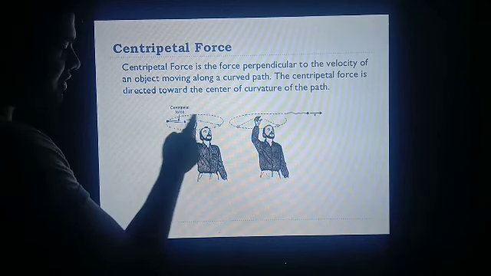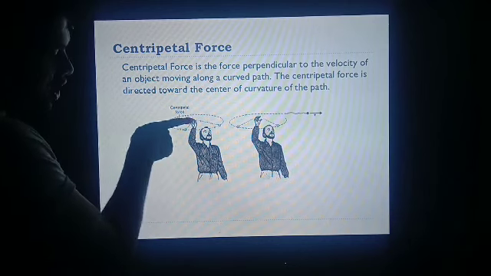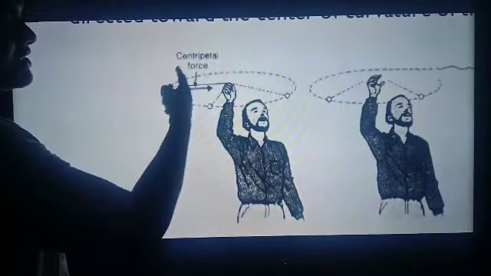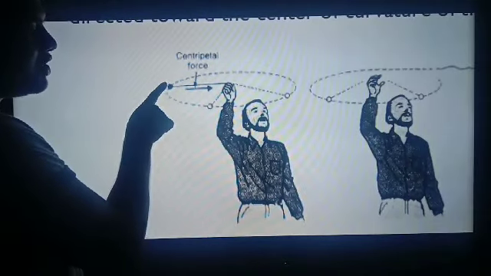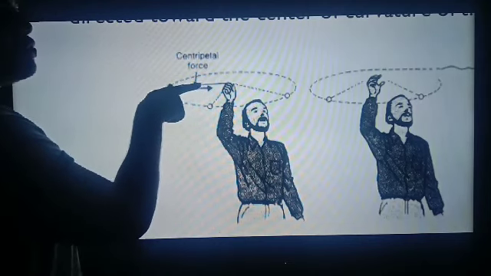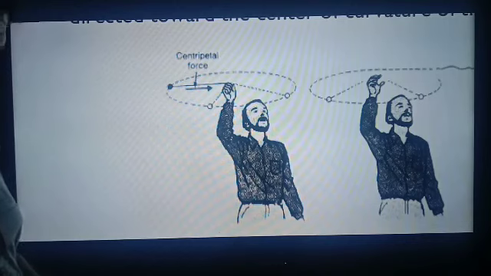This is the circular path, this is the body, this is the direction of centripetal force. See, this is the circular path, this is the body revolving in the circular path, and the direction of centripetal force is towards the center of the circle.